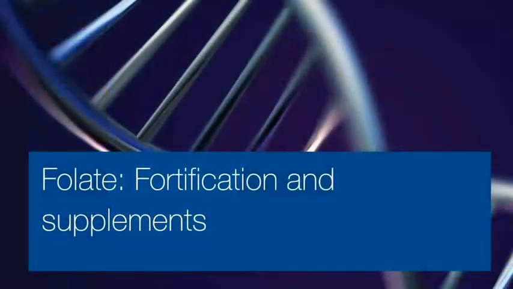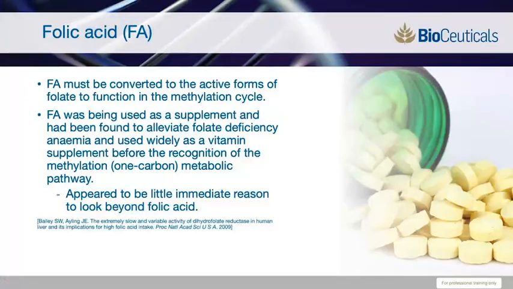So moving on to fortification. Folic acid must be converted into the active form so that it can enter the methylation cycle. Folic acid was being used as a supplement and had been found to alleviate folate deficiency anemia before we actually understood the methylation cycle. So folic acid has actually been used since the 1940s. It's been around for a very, very long time.